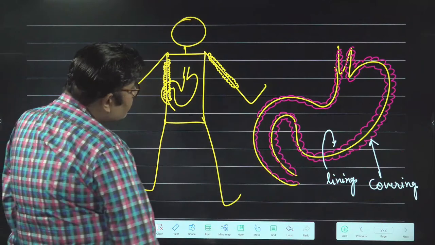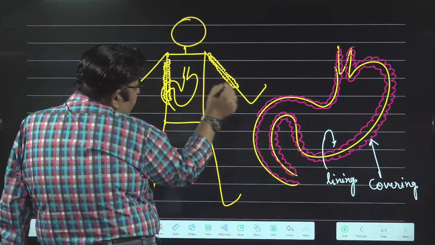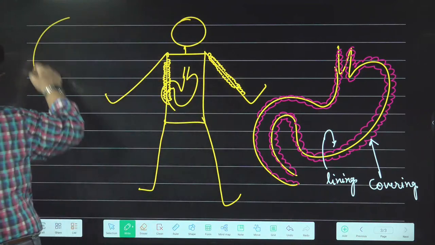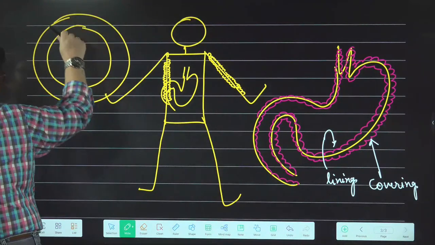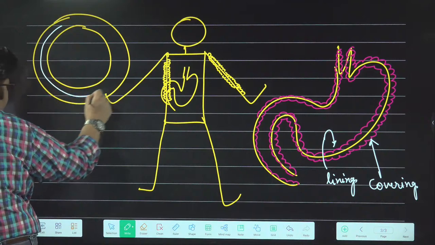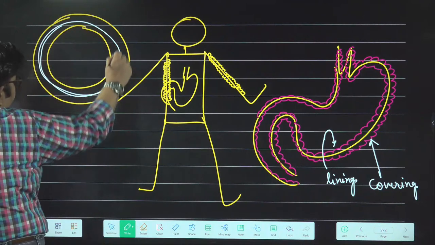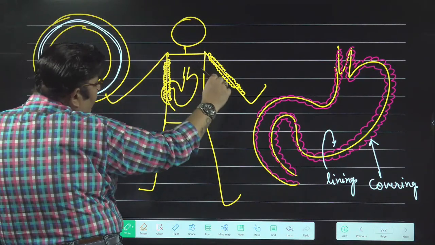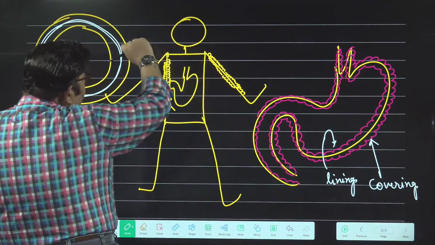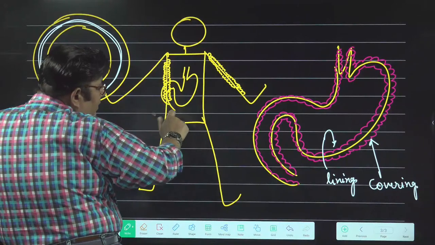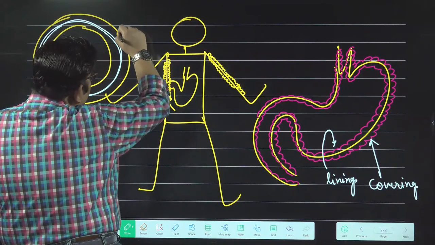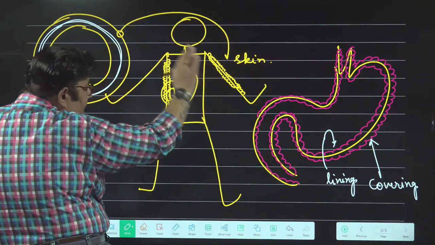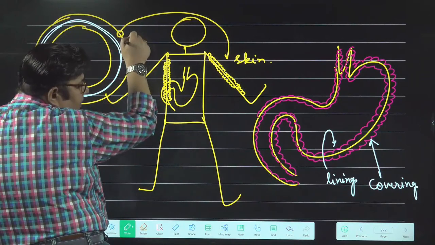Dear children, if the epithelial tissue is found here, it originates from the germinal layer which forms the outer skin. Make sense? Once again, if epithelium is found on the skin, it originates from the same region. You understand? So the ectoderm gave rise to skin. So skin epithelium also originates from the same place.